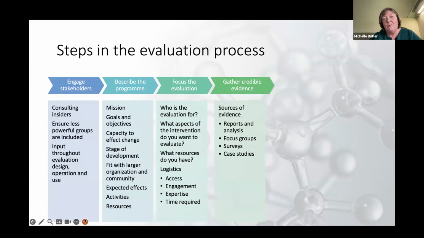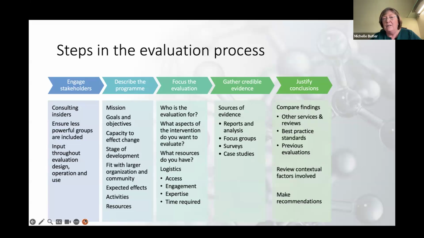Now, that isn't the end of it. We don't just go off then and write the report. We then need to look at what we've got and start to interpret it and use our stakeholders to try to make sense of that too. So you might want to look at the findings and compare them to other services and reviews that are similar, and then ask questions around that. You might want to look at how what you found compares to best practice standards. You may want to look at how this compares to previous evaluations and what progress has been made or not in the meantime. So the contextual factors are really, really important in terms of making sense of your findings and coming up with those conclusions.